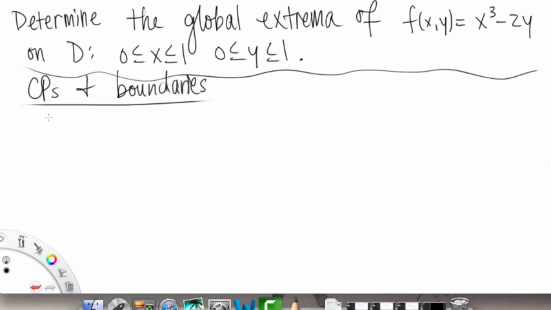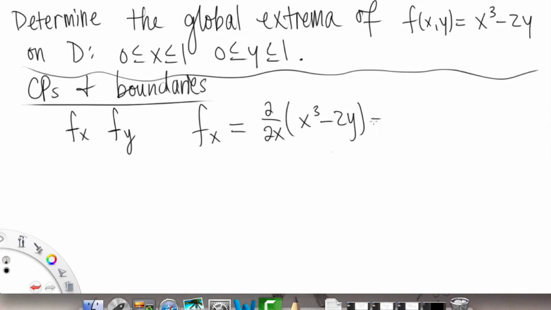So that would be where f sub x and f sub y at the same time each have to be either 0 or do not exist. Alright, so for the first one, we're going to take the partial derivative with respect to x of this, x to the third minus 2y. So that's going to equal 3x squared.